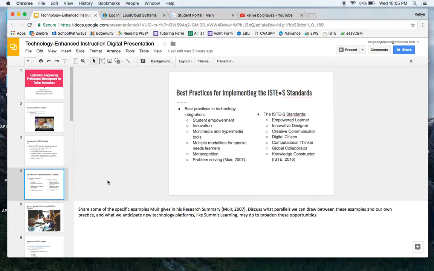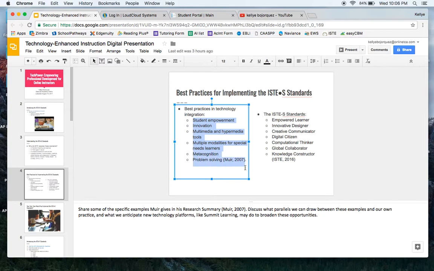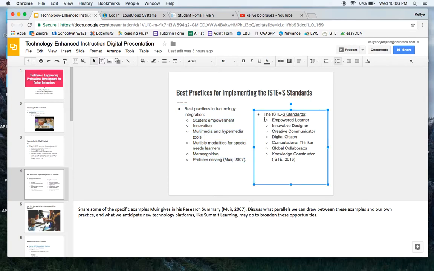Next, I would talk about the best practices for implementing ISTE standards, the ISTE-S standards specifically. Muir, in his 2007 research summary, talks about the best practices in technology integration, and the ISTE standards line up pretty neatly with those, so it would be good to see the research basis and the pedagogy behind the ISTE-S standards.